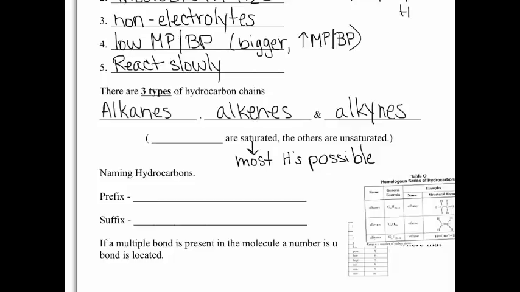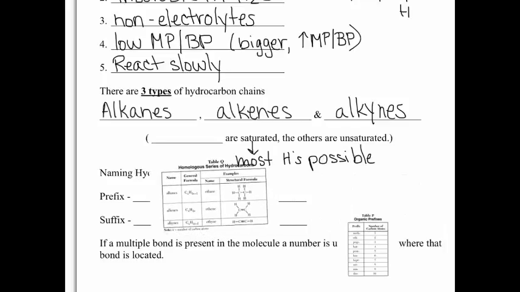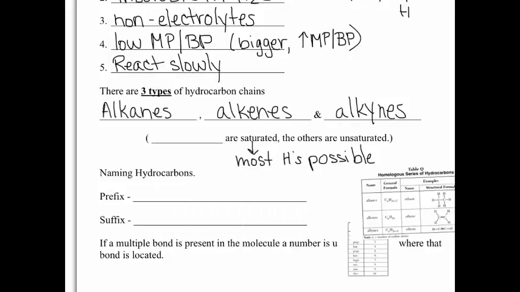The only time that can happen is when you have single bonds between the carbons. That makes it so you can have a lot more hydrogens on it than, say, this, which is the same number of carbons, but because of the double bond, now we only have 4 hydrogens. So the only types of hydrocarbons that are saturated are alkanes.